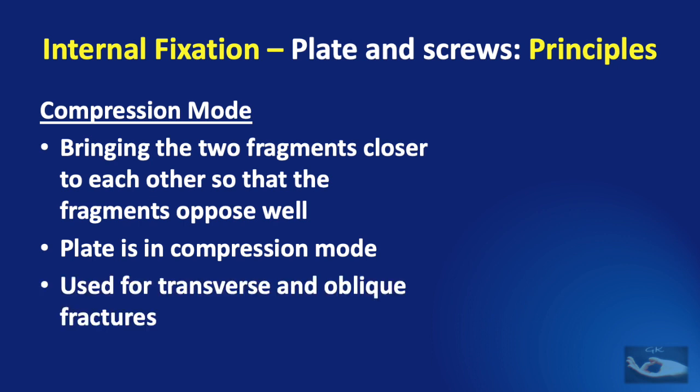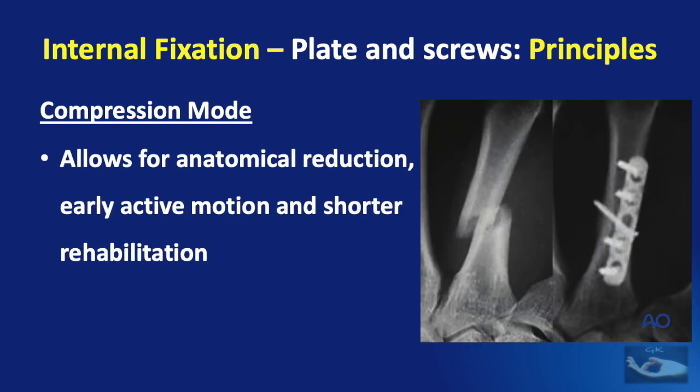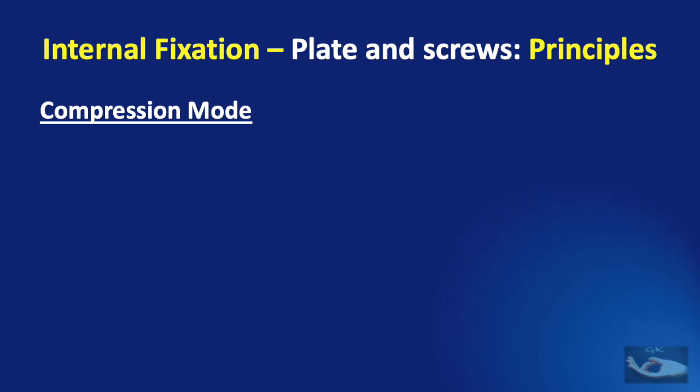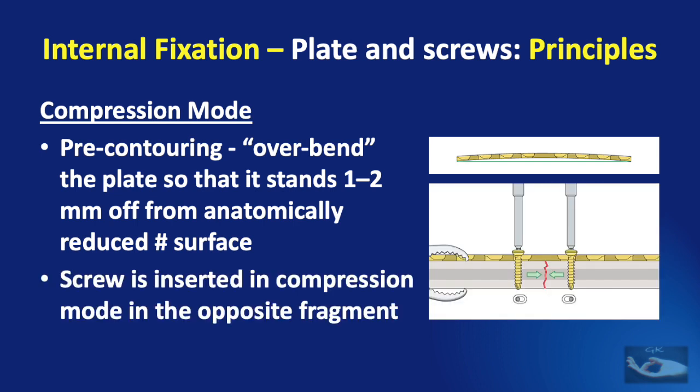It is typically used for fixation of transverse and oblique fractures in the hand. When a plate is used in this compression mode, it allows for anatomical reduction, early active motion, and shorter rehabilitation period. This compression can be achieved by two important techniques. The first is pre-contouring, where we overbend the plate so that it stands 1 to 2 millimeters off from the anatomically reduced fracture surface.